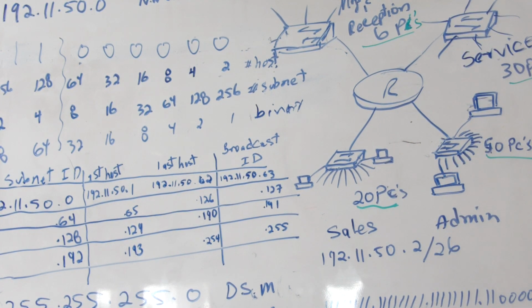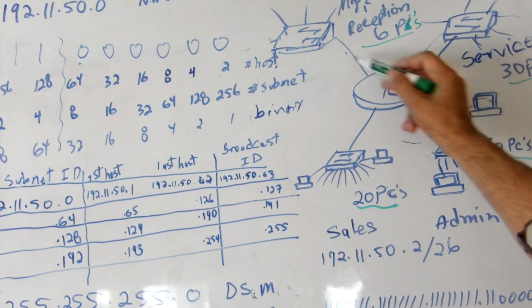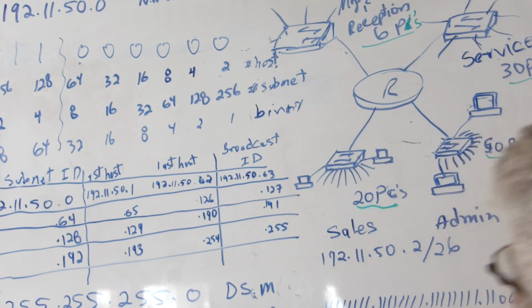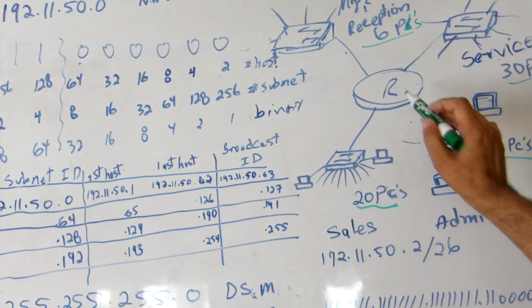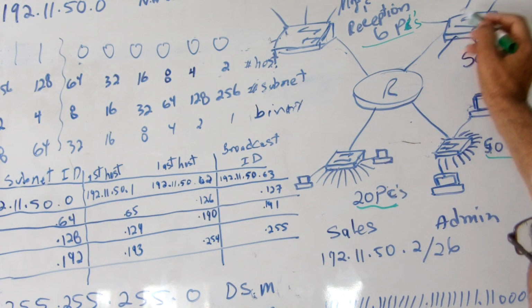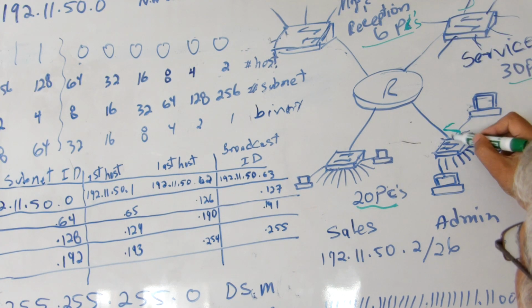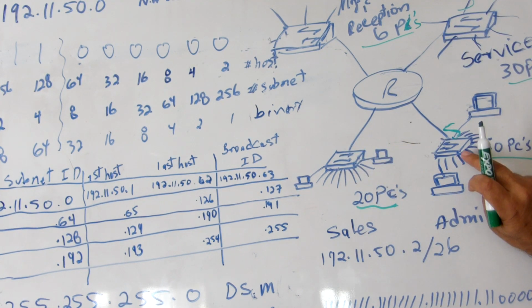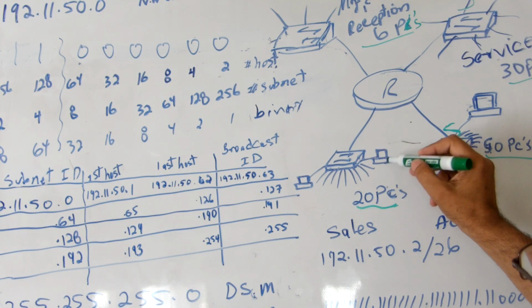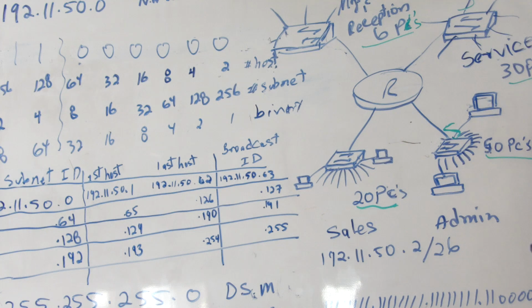Okay, the boss comes to you and says, I want to have a network like this. You have to do the subnetting so that it actually has 4 subnet IDs, because each of them, this is the router, and these are the switches. What you do is connect these computers to the switch. There are 50 of them here, and 20 of them here, and 30 of them here, and 6 of them there. Hosts, we call them hosts.